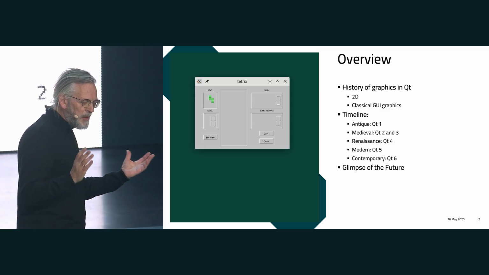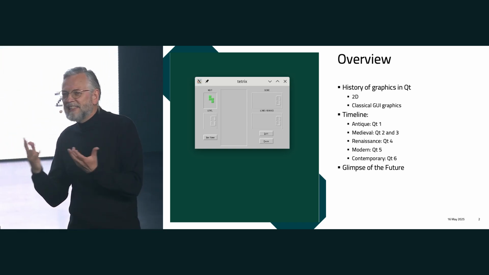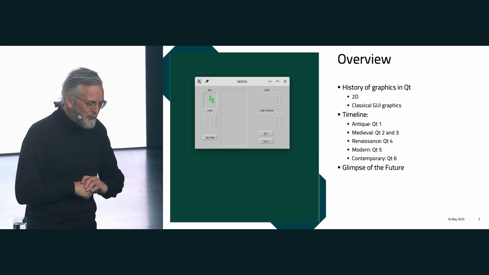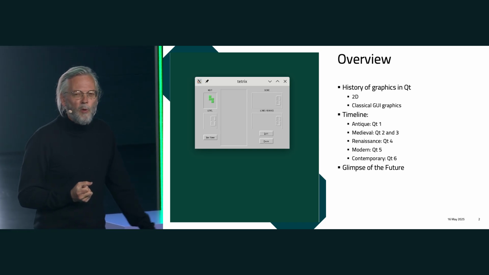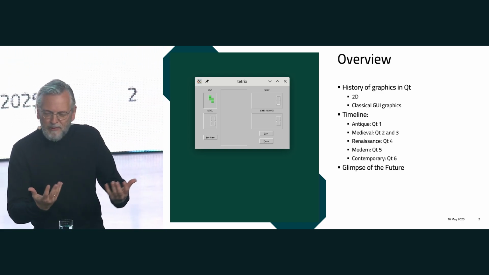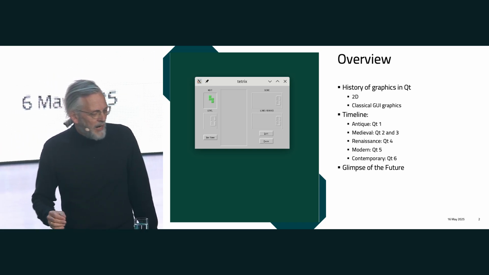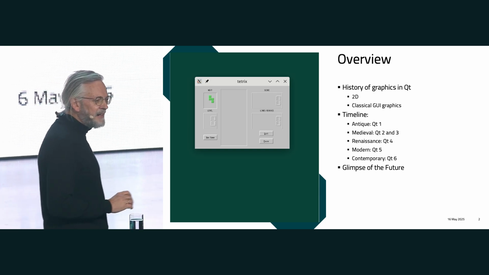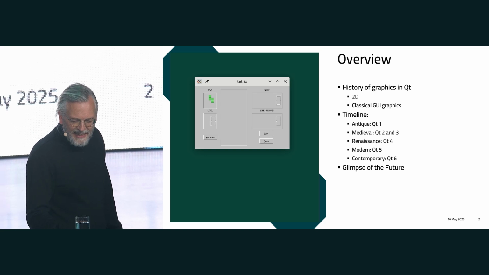So I'm thinking about following the 30 years timeline in a kind of history of art or history of architecture of Qt GUI graphics, starting out with the antiquity of Qt 1, going through the Middle Ages of Qt 2 and 3, before entering the renaissance of Qt 4, the modern times of Qt 5, before reaching our contemporary time of Qt 6. And rounding off with a little glimpse into the future.